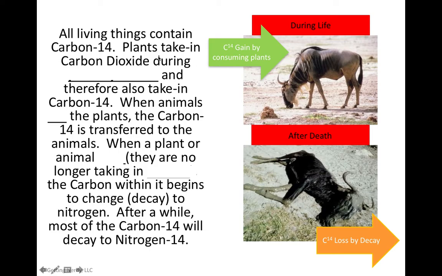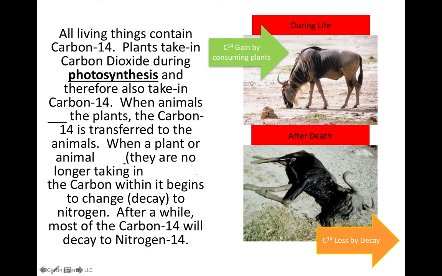So why is this? Because plants take in carbon dioxide. So let's say there's all these plants around here, and this animal is going to eat those plants. But before that, these plants have to grow. So how do these plants take in carbon dioxide? Boom, you got it, photosynthesis. And therefore, they also take in carbon-14. They're taking carbon dioxide, so they're taking an isotope, this carbon-14, in.